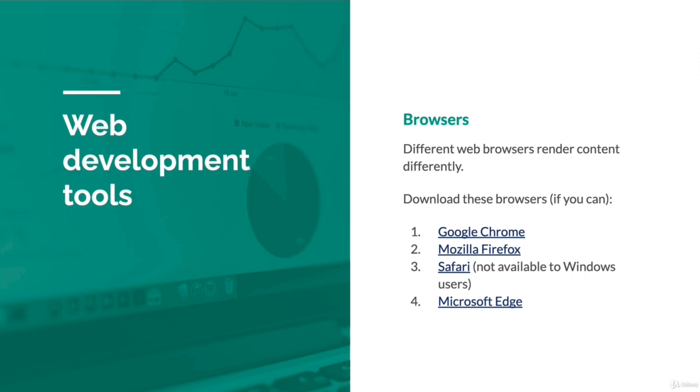So if you can right now, I would highly suggest just pausing this video and going and installing Google Chrome. Download and install Mozilla Firefox. If you're on a Mac, download Safari. You probably already have it if you're on a Mac. Unfortunately, I don't believe it's available for Windows users, at least not at this point in time. And lastly, get Microsoft Edge. You want these 4 main browsers to test your websites on.